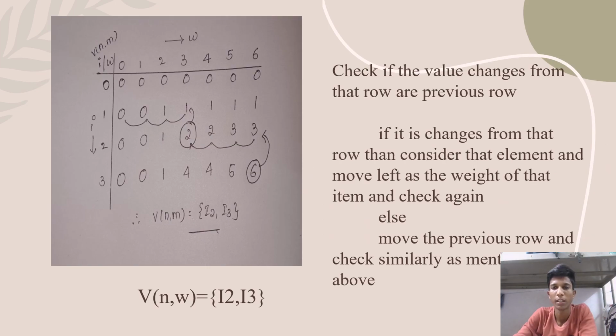Now we check what are the items present in the bag. How do we check that? Check whether the last row's last value changes from that row or the previous row. If it changes from this row, consider that item, move to the previous row, and move left by the weight of the item. Similarly, if there is no change from this row, move to the previous row and check the last value of that row.